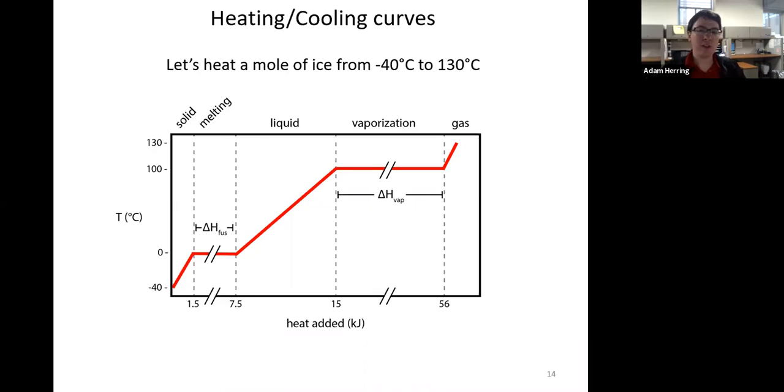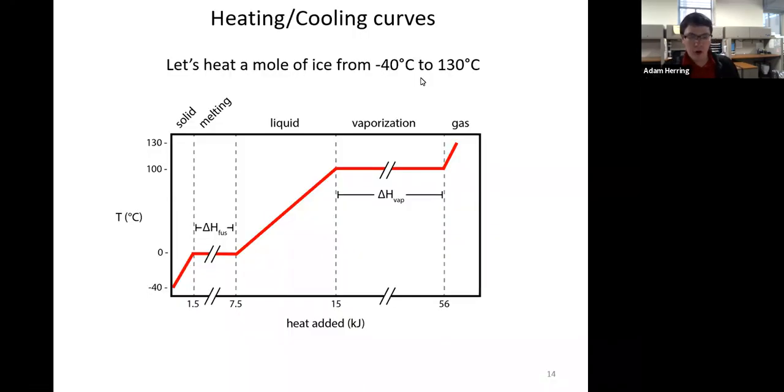So what we notice is that there are distinct phases or regions, and when solving problems involving heating curves, it's a lot easier to first draw a heating curve, and then to break it down into chunks based upon the processes that are happening, whether it's a temperature change or a phase change.